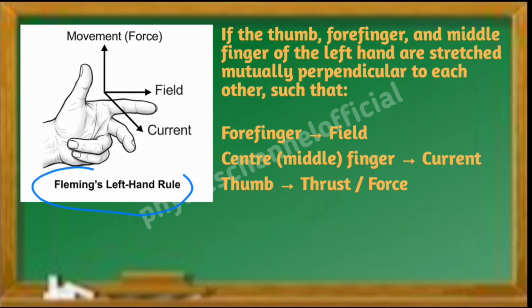Next, Fleming's left hand rule, most important. If the thumb, forefinger, and middle finger of the left hand are stretched mutually perpendicular to each other such that the forefinger indicates magnetic field, the central finger indicates current, and the thumb indicates force and motion.